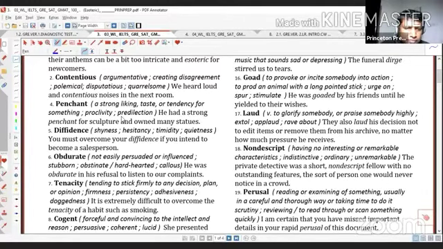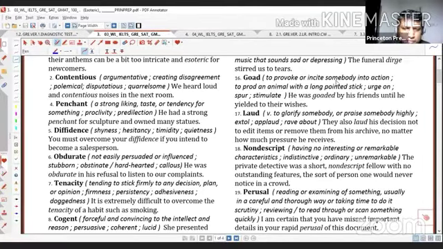Proclivity, predilection. Penchant is a knack, and the proclivity is also interest. Predilection is also a liking. So he had a strong penchant, meaning a liking.